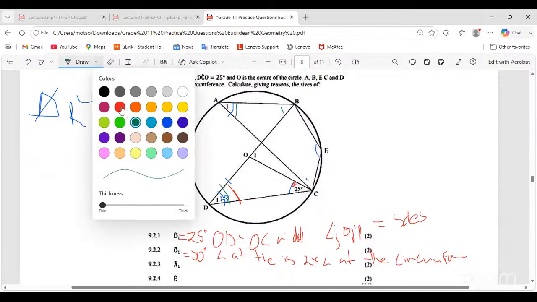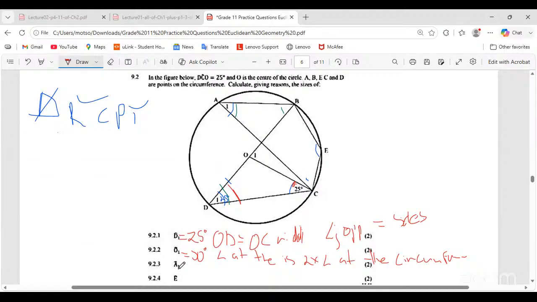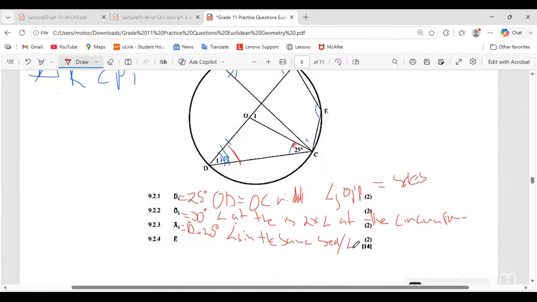Okay, angle A1 is equal to angle D1. They are both equal to 25 degrees. Why? Angles in the same segment, or angles subtended by the same arc or chord.